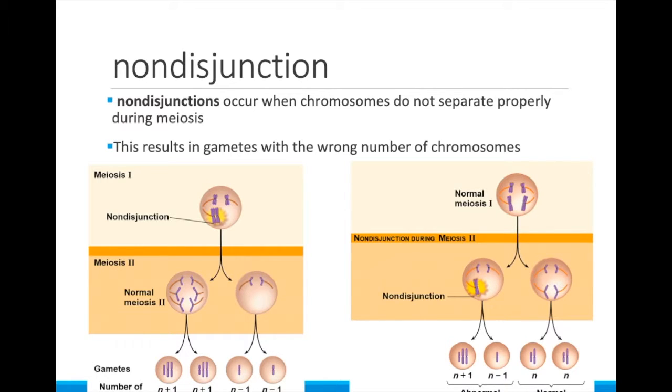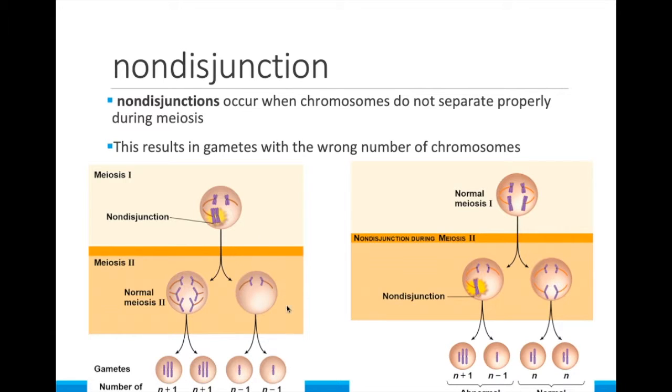However, in meiosis, the chromosomes are supposed to separate. They're supposed to have a disjunction. If that doesn't happen, then that can result in cells that have the wrong number of chromosomes. So a non-disjunction can happen in meiosis 1 or in meiosis 2. In meiosis 1 on the left, you can see these two chromosomes don't separate. So the cell that forms on the right isn't going to have this chromosome. And the cells that form on the left are going to have two copies of it.